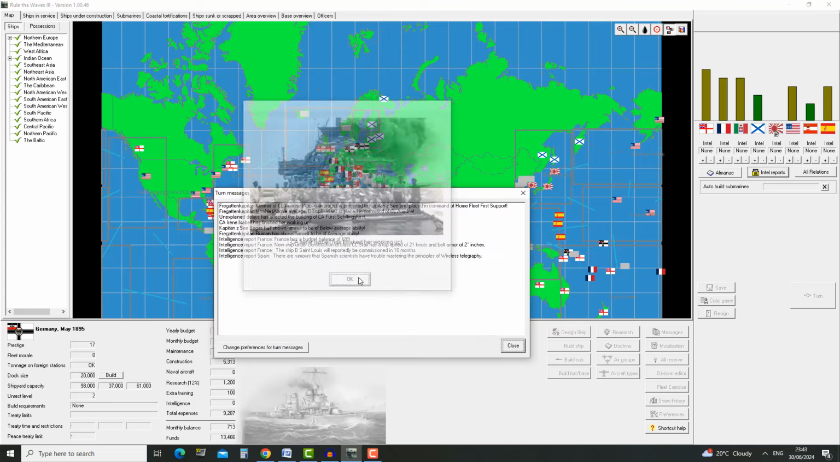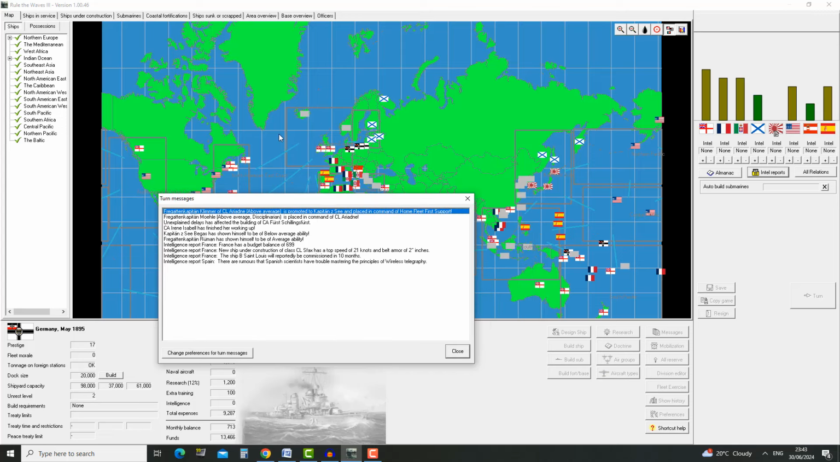Irene Isabel has finished working up. So Forgotten Captain Klima of Ariadne White Cruiser is promoted to Captain Suzanne, placed in command of the Home Fleet First Support. Oh, nice! Okay, so we have an above average captain put in command. That's what we wanted, actually. And a different above average captain is placed in command of Ariadne. Unexpected delays have affected the building of First Schwingfürst. Okay, Irene Isabel finished working up.